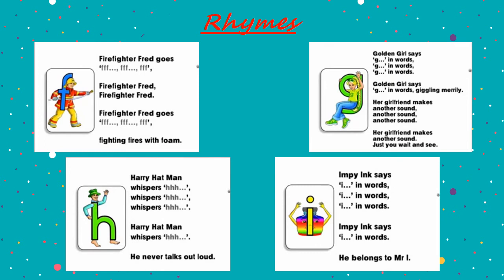Golden Girl says G in words, G in words, G in words. Golden Girl says G in words, giggling merrily. Her girlfriend makes another sound, another sound, another sound. Her girlfriend makes another sound. Just you wait and see. Yay! Now the next rhyme is of Harry Hatman.